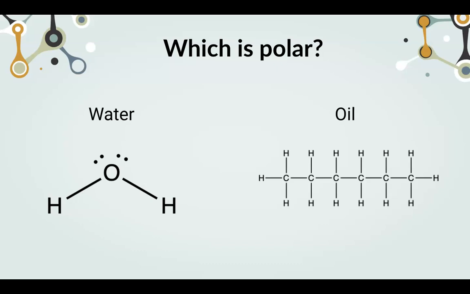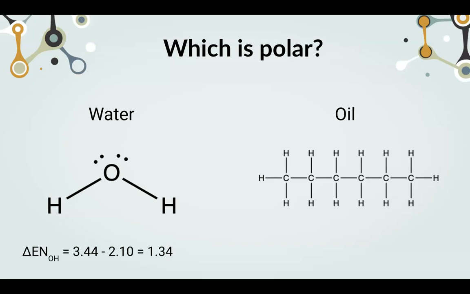So let's start by looking at a Lewis structure for both water and oil and really understand which of these is polar and which is not. If we look at water on the left here, we can calculate the electronegativity difference of an oxygen-hydrogen bond, and that will be 1.34 for an OH bond. That's a very polar bond. That falls into our polar covalent region of bonding.